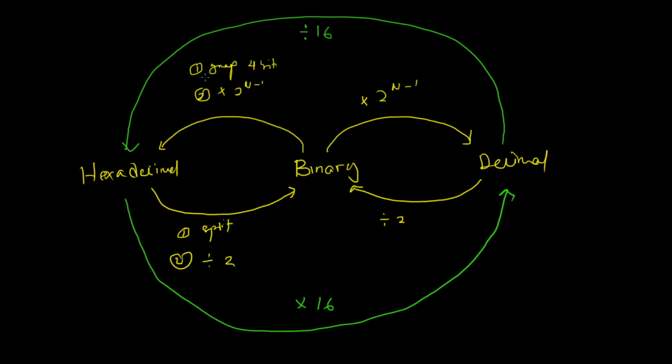Okay, guys, so I have summarized what we have discussed so far: binary to decimal, binary to hexadecimal, and direct conversion from hexadecimal to decimal and vice versa. If anything, please feel free to ask me. Thank you, guys.